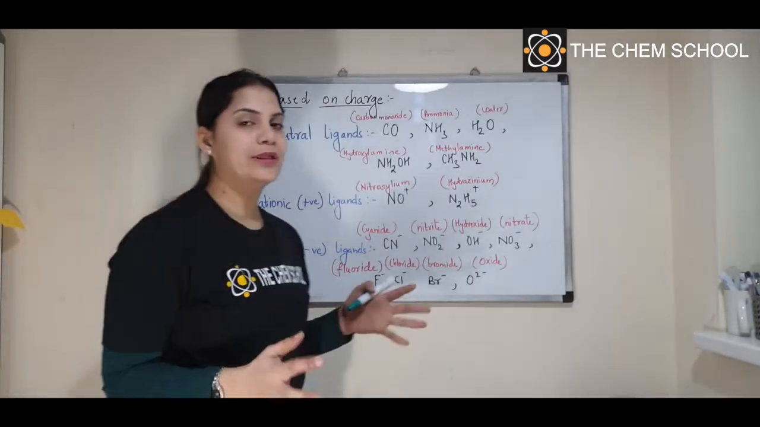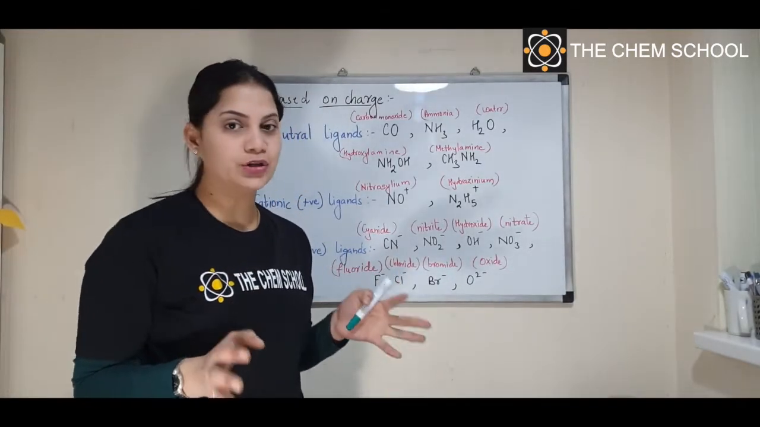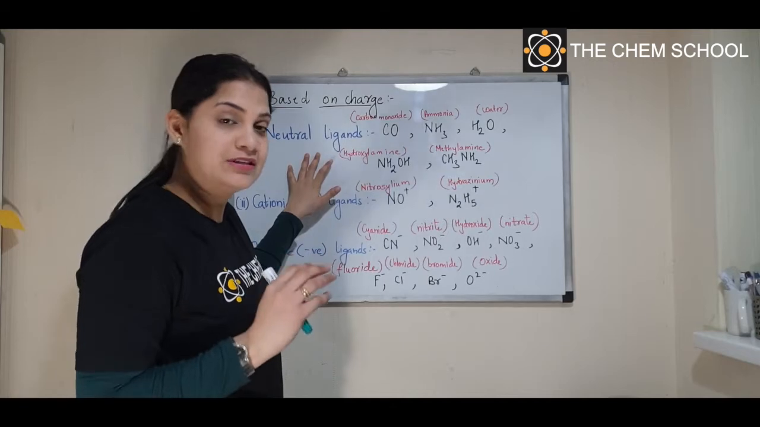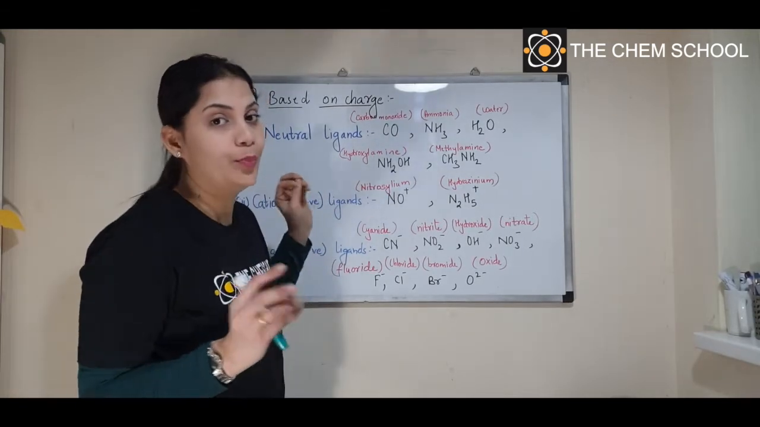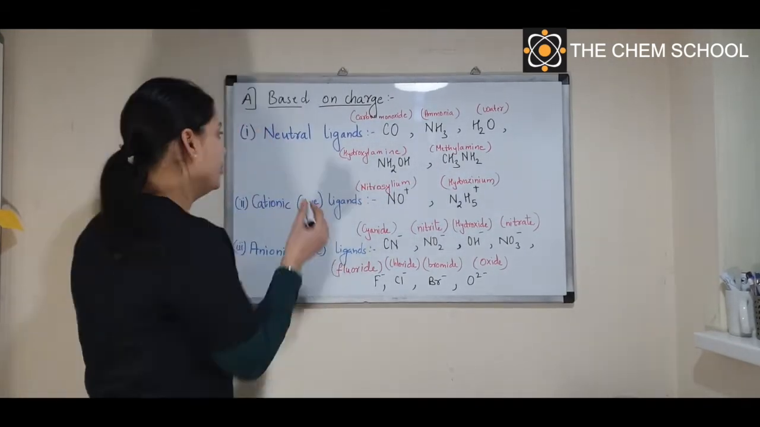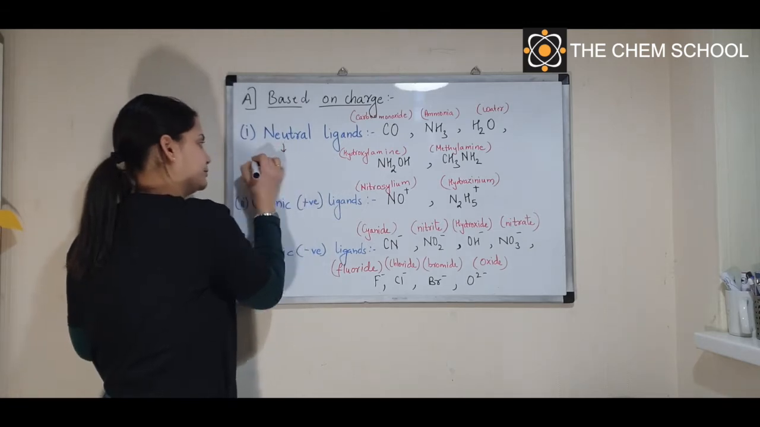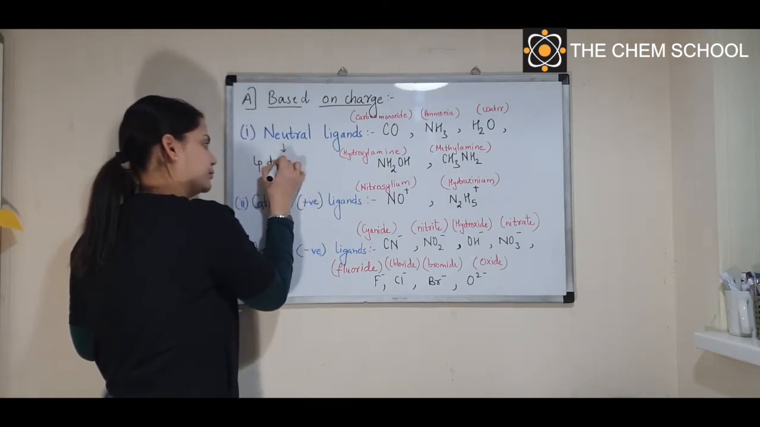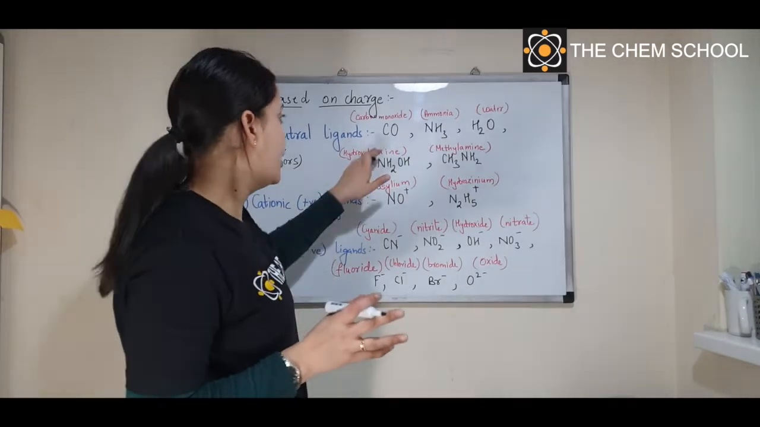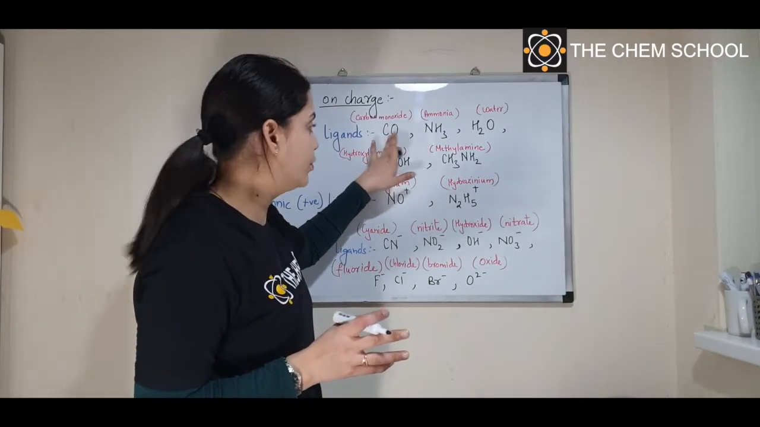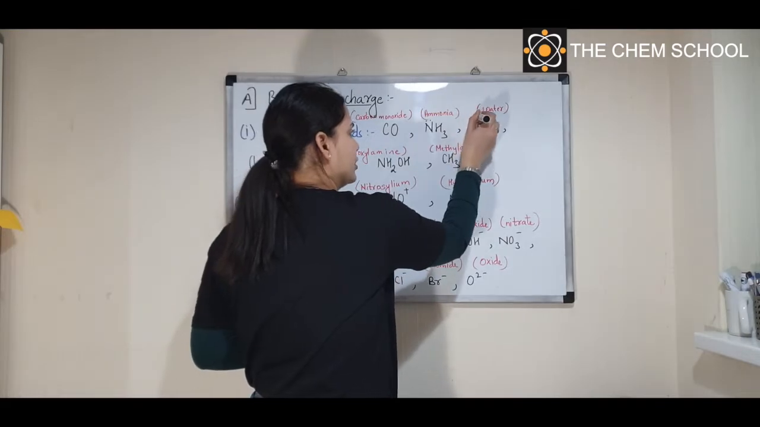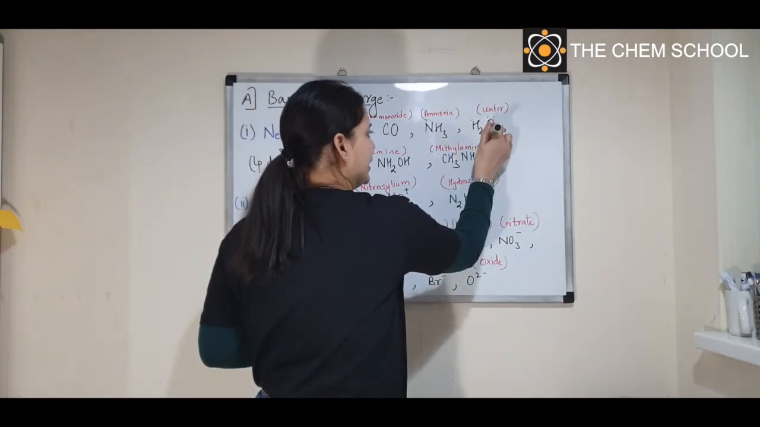So let's talk about the examples of the first type, that is based on the charge. Now if you talk about neutral ligands, we said that neutral ligands are going to be lone pair donors. So I repeat, the neutral ligands are going to be lone pair donors. And the examples are as follows. So you have carbon monoxide, ammonia. Now they have a lone pair of electrons, and that lone pair can be donated.